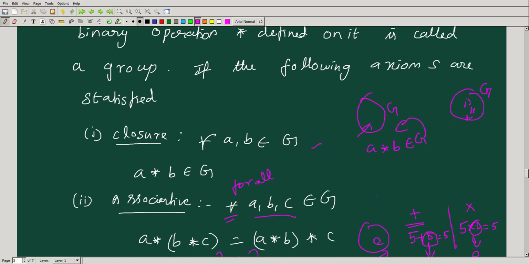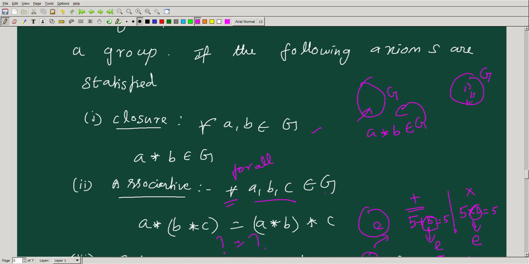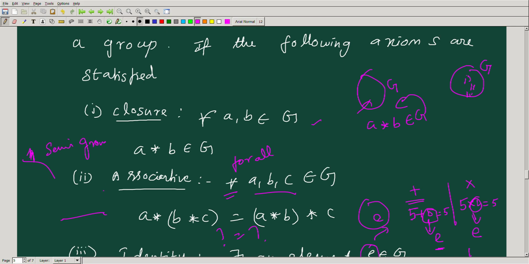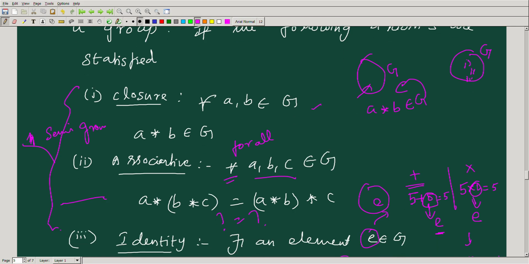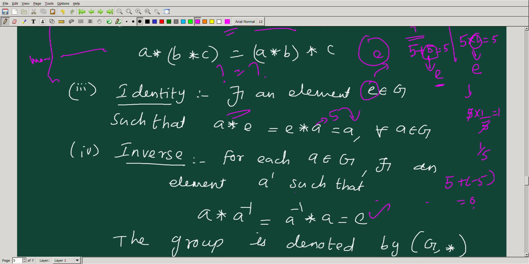Next, you have to know semigroup. Semi means it is half. So if it satisfies the first 2 conditions, it is called a semigroup. Next, monoid. Monoid means if it satisfies the first 3 conditions, it is called a monoid, right? Semi means it is half, the first 2 conditions. Monoid means the first 3 conditions.